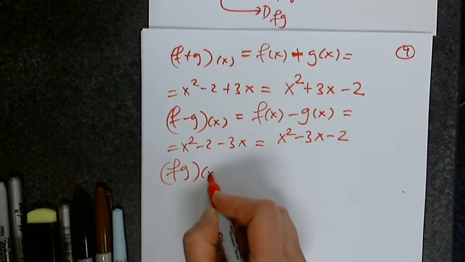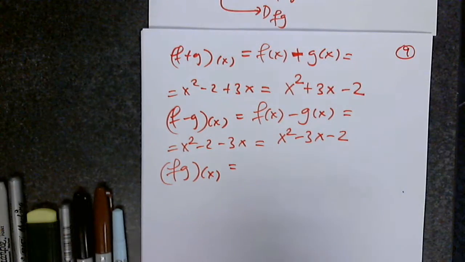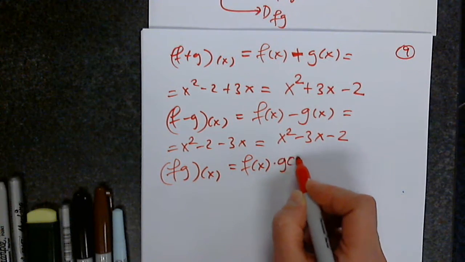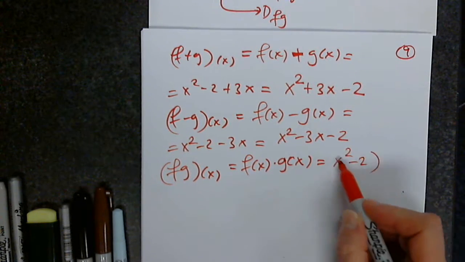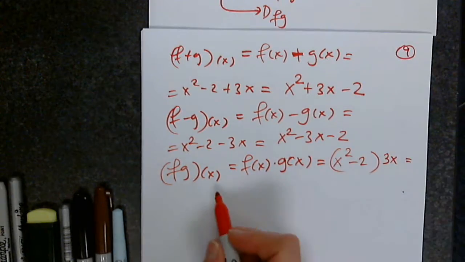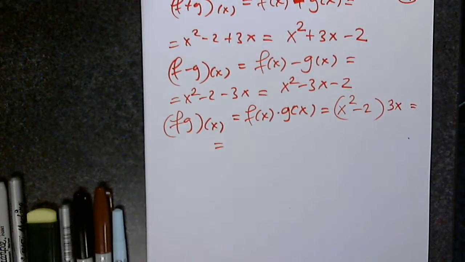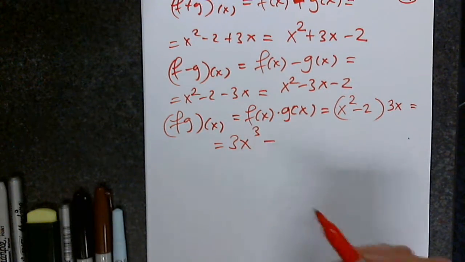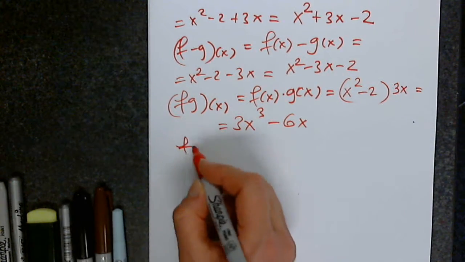What about fg? By definition first, what does this mean? F times g. F of x times g of x, yes. Very good. Good. So what do I get now? 3x to the third minus 6x. Good.